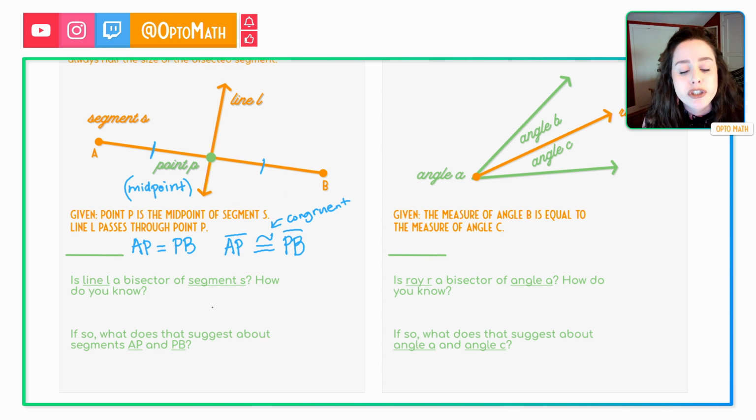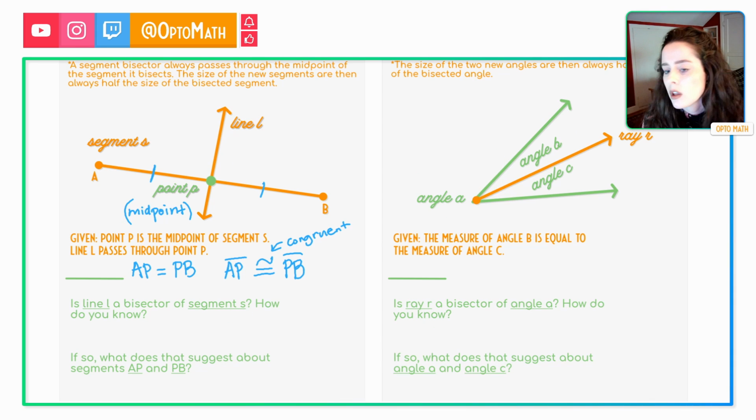So let's look at these questions. Is line L a bisector of segment S? How do we know? So we've gone back to looking at this first piece of info here that helps us identify what a bisector is for segments. A segment bisector always passes through the midpoint of the segment it bisects. The size of the new segments are then always half the size of the bisected segment. Okay, so does line L pass through the midpoint? The answer is yes. So yes, it is a bisector.